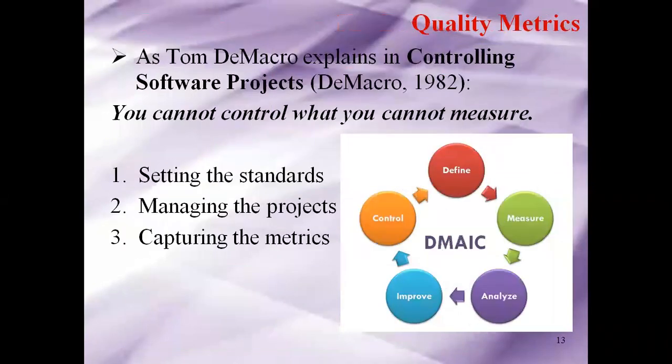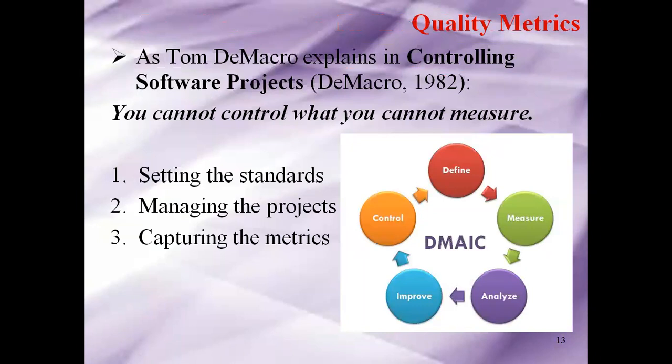Okay. We all know that Tom DeMarco explains in Controlling Software Projects that you cannot control what you cannot measure. That is the reason why we should measure the projects or the quality of the projects. So if you define something, you have to be able to measure it. If you measure it, you should be able to analyze it. And if you can analyze it and find some defects, you should be able to improve it in the system and then finally control it.